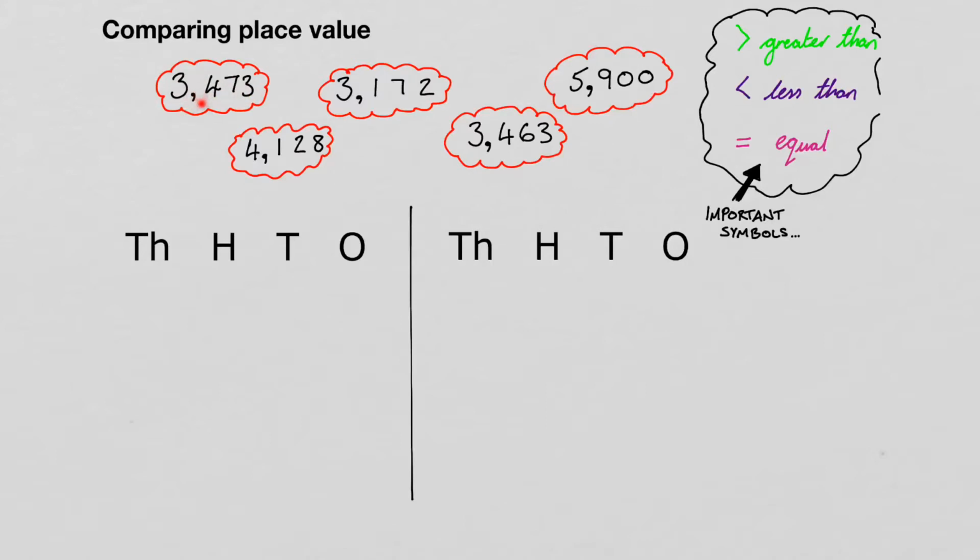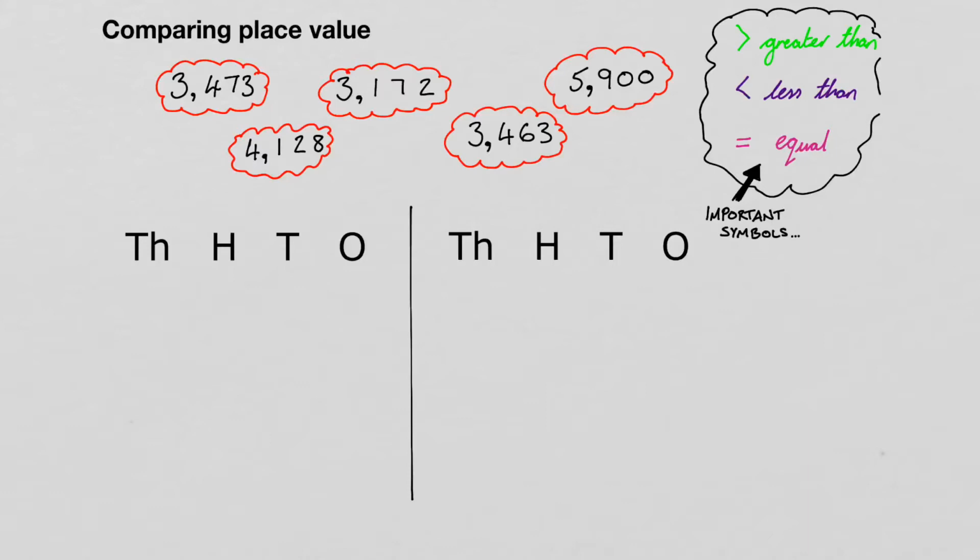3,473. Remember, this is a comma just to separate the thousands and the hundreds. Sometimes this can make it easier for reading larger numbers. Doesn't really make much difference with the thousands, but once we get onto larger numbers, it can become quite a useful tool. And what we're going to do is pick two numbers at random.